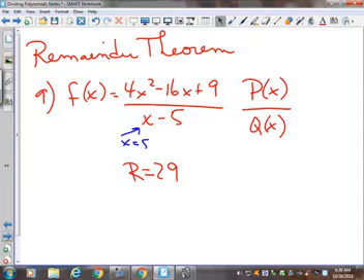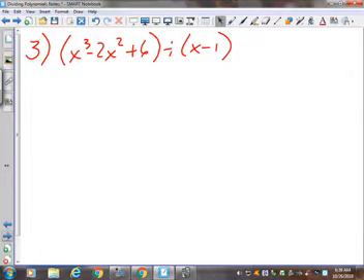It gives you an opportunity to get the remainder. So in question number 3, first of all, the zero of the function is going to be x equals 1. So we're going to check the remainder before we start. X cubed minus 2x squared plus 6.